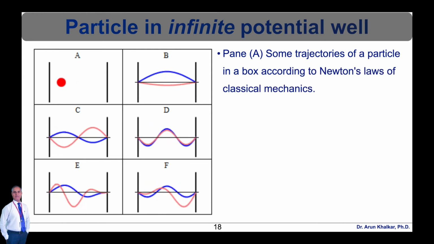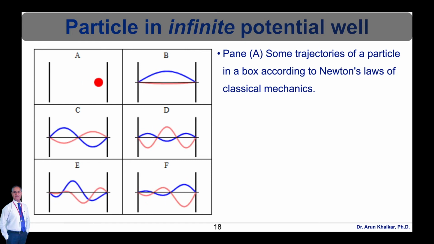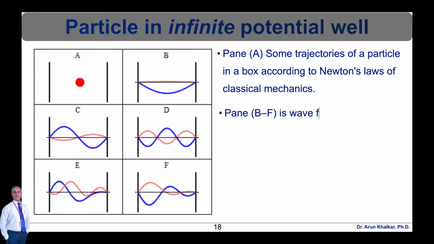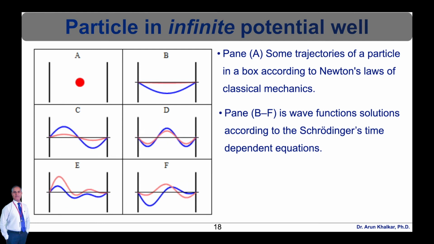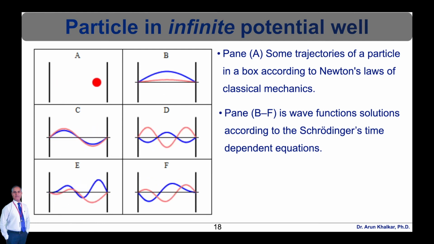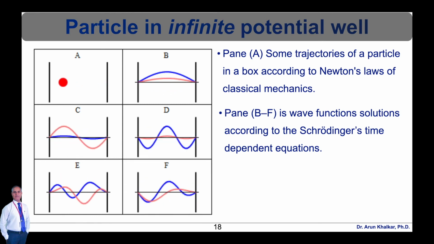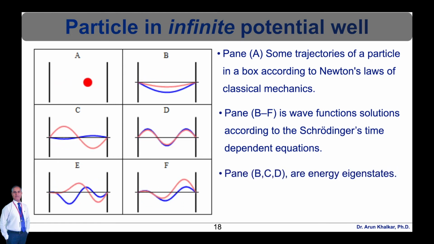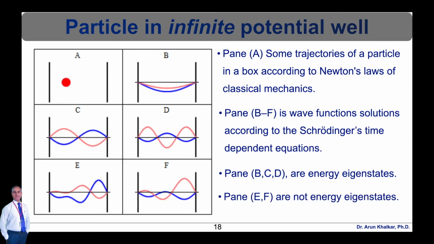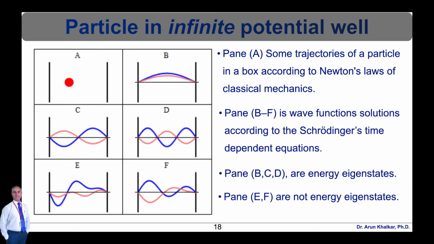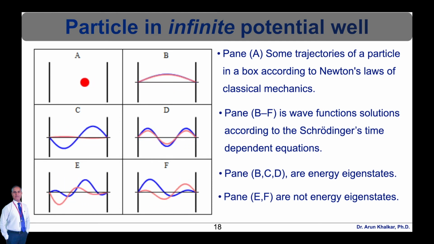In A, the particle moves at constant velocity, bouncing back and forth. Whereas in panes B to F, wave function solutions to the time-dependent Schrödinger equation are shown for the same geometry and potential. The horizontal axis is position, whereas the vertical axis is the real part, shown in the blue line, or the imaginary part, shown in the red line, of the wave function. Panes B, C, D are stationary states, that is the energy eigenstates, which come from solutions to the time-independent Schrödinger equation. Panes E and F are non-stationary states, solutions to the time-dependent but not the time-independent Schrödinger equation. Both panes E and F are randomly generated superpositions of the 4 lowest energy eigenstates.